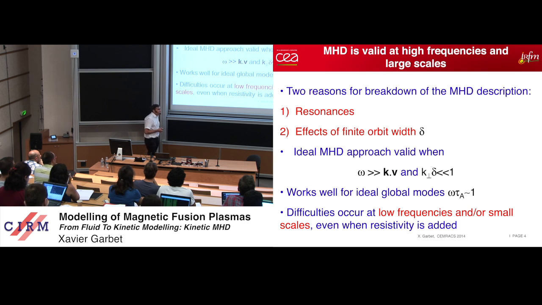Now, of course, MHD is three-dimensional, time-dependent. This is still quite a big task, but nevertheless easier in principle than kinetic description. So why would you move from fluid to kinetic?